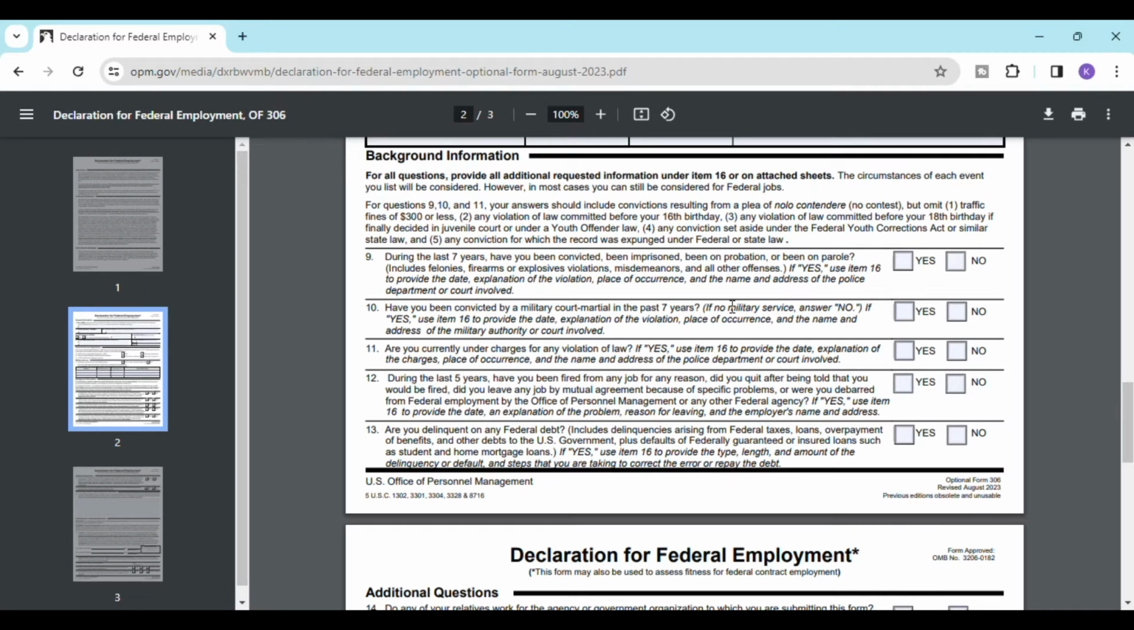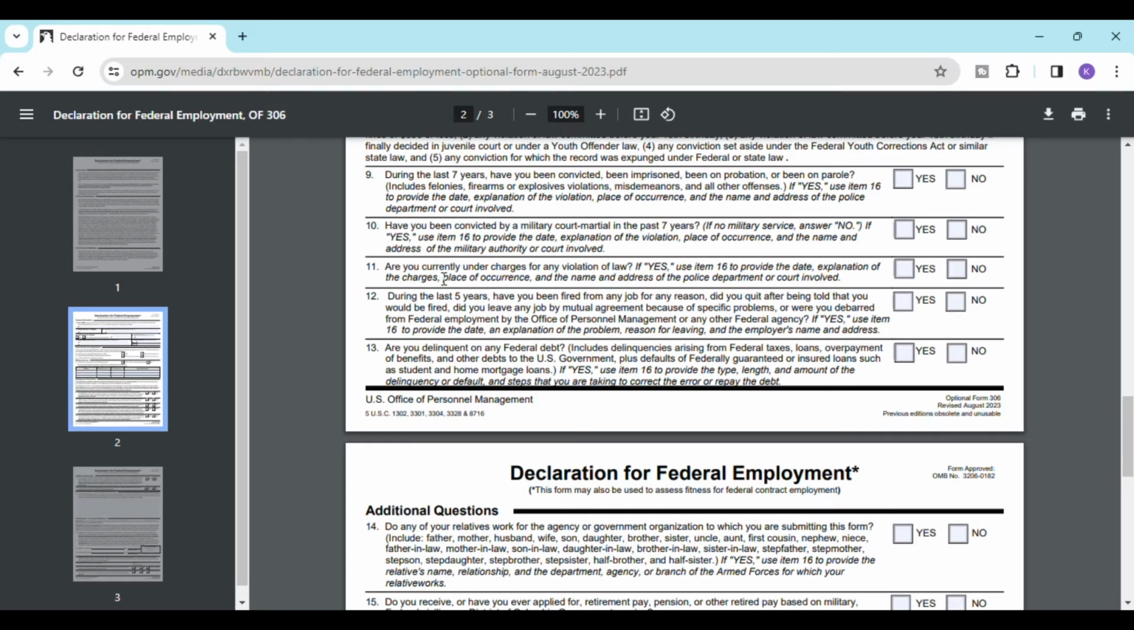Have you been convicted by a military court-martial in the past 7 years? And if you have no military service, you would answer no, because court-martial is essentially the military version of court. And so that's where you would, if you violated some kind of military law and you fell under the UCMJ, then they could take you to court-martial and then you'd be disciplined there, reduced in rank, all kinds of items. But that's what you would list here and explain it in box 16. And it tells you again what to add: the date, the explanation, where it occurred, and the name and address of the military authority or court involved.